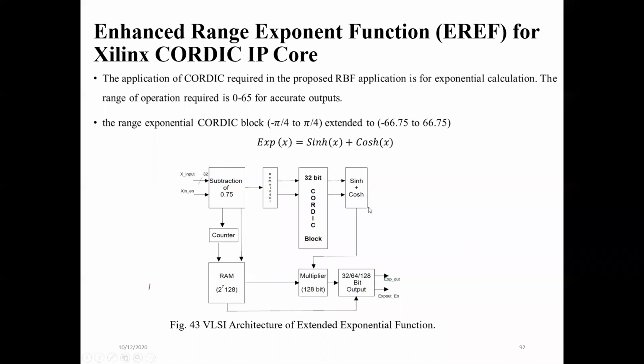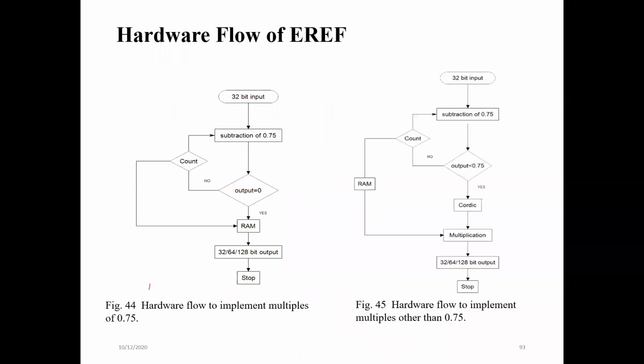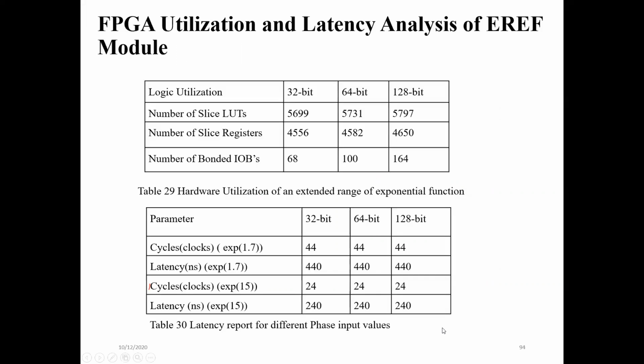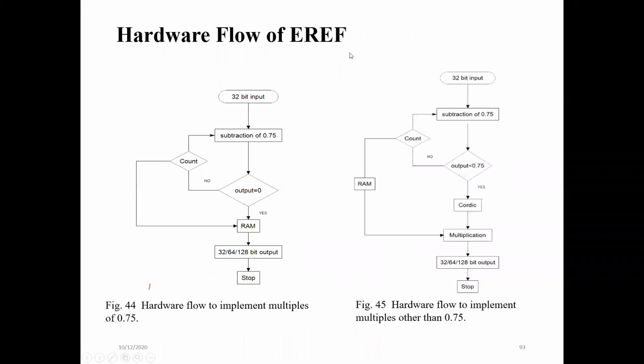Sine hyperbolic and cos hyperbolic are there. This is done in addition to the CORDIC IP core. And this is a hardware flow to implement multiples of 0.75, and a hardware flow to implement multiples other than 0.75. And the FPGA utilization and latency analysis of the exponential module.